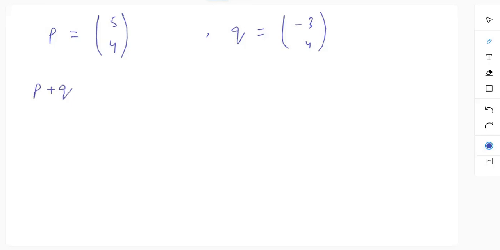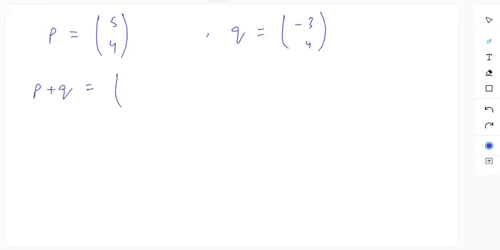So for instance, you've got this vector. Let's call this vector P. इससे हमने क्या represent किया हुआ है? So let's say this vector P is 5 and 4. There's another vector. Let's call that Q. And this is -3 and 4. We've got these 2 vectors. Okay. What you want to do is we want to find P plus Q. इन दोनों को add करना.